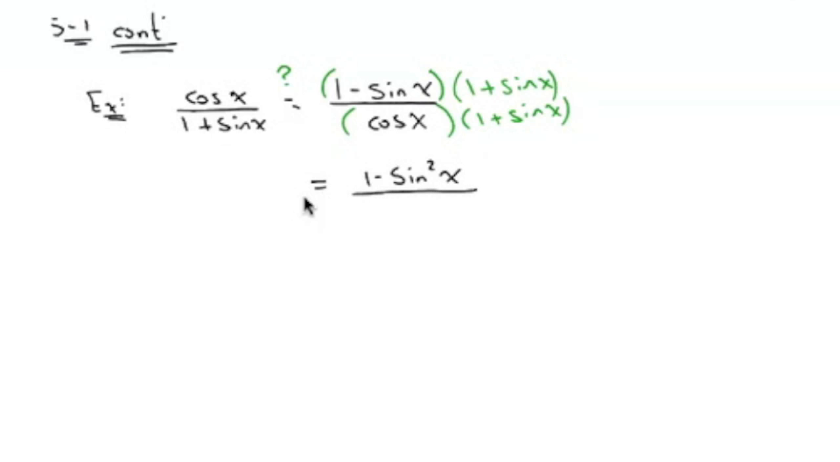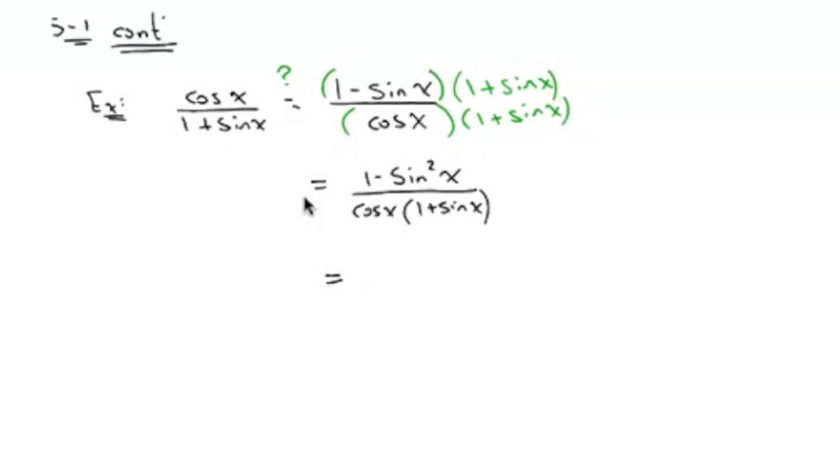And the bottom becomes cosine x times, oh, no, keep them separate, times 1 plus sine of x. Because I really want that 1 plus sine of x to be by itself. So cosine of x times 1 plus sine of x. That way at least I have the 1 plus sine of x correct in the bottom. All right, what can I do with 1 minus sine squared of x? Here's a question. I have no idea.